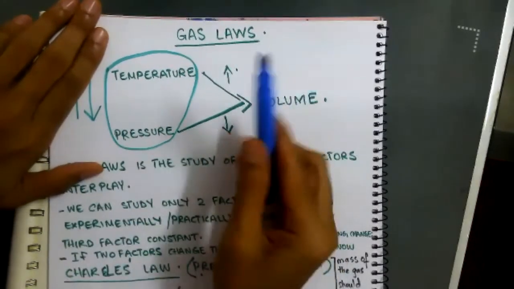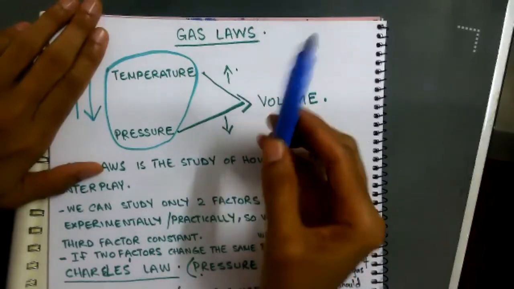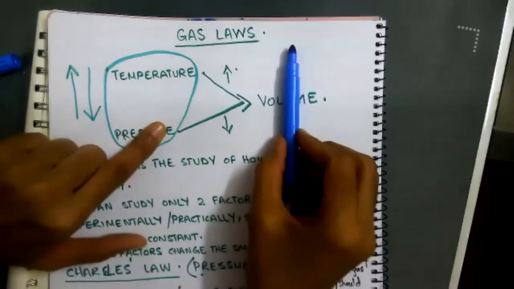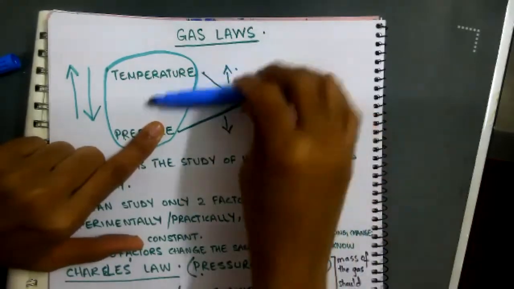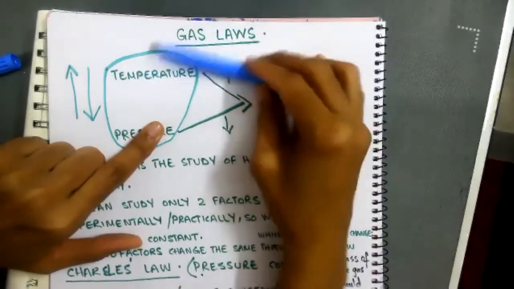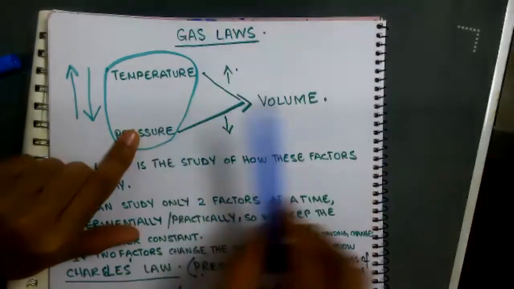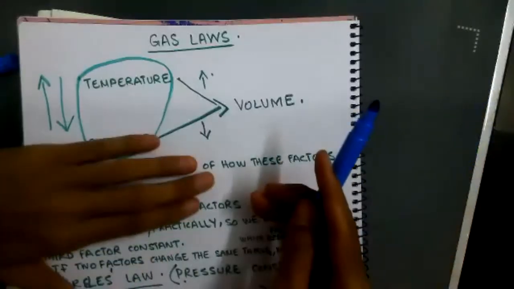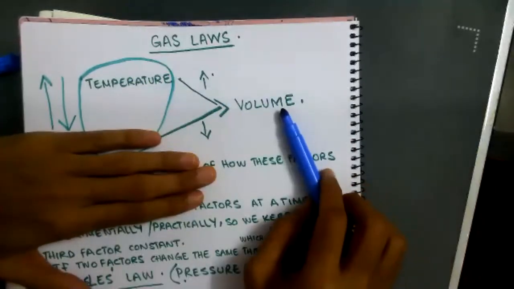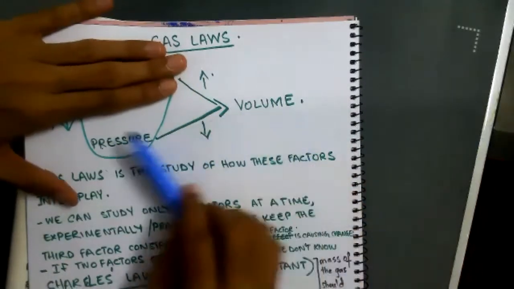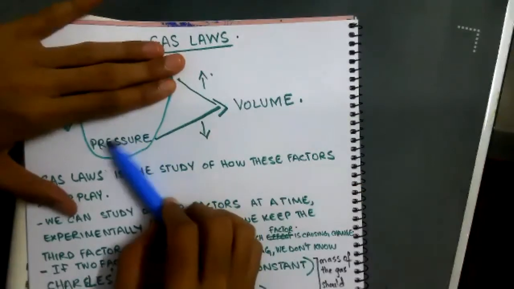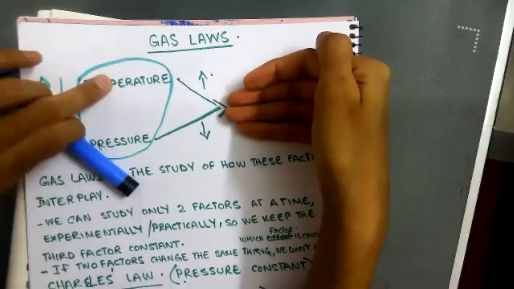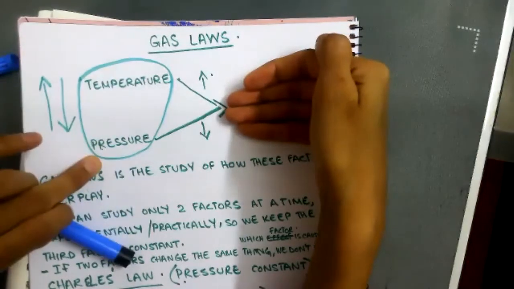Okay, so practically speaking, we can study experimentally one cause and one effect. That's it. The other factor that is influencing should be kept constant. So one cause and one effect. So we will keep the pressure constant and study the relationship between temperature and volume. Then we'll keep the temperature constant and study the relationship between pressure and volume. And then we'll keep the volume constant and study the relationship between pressure and temperature.